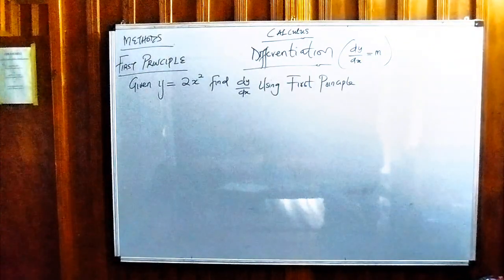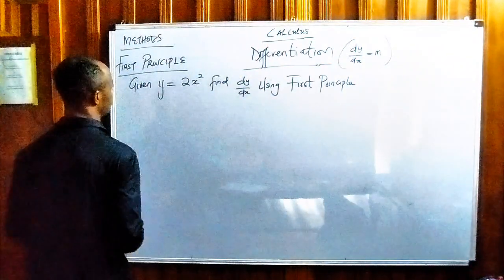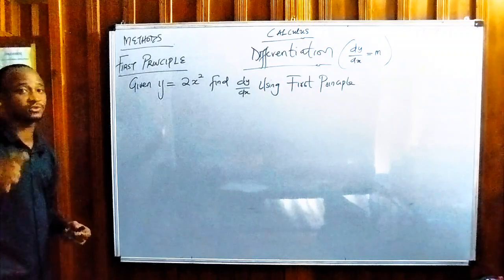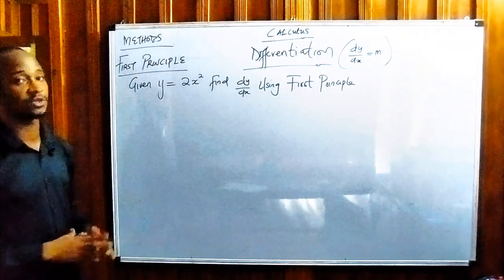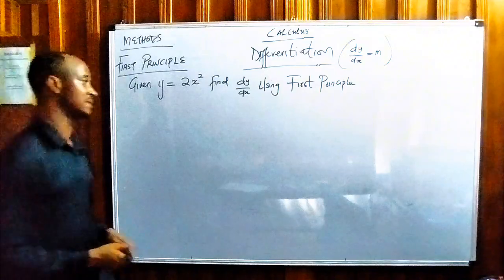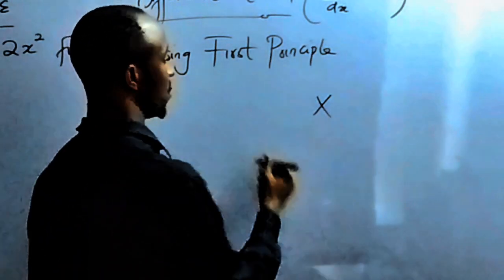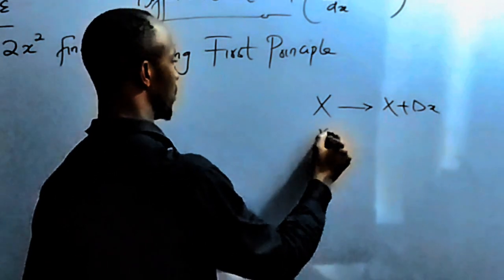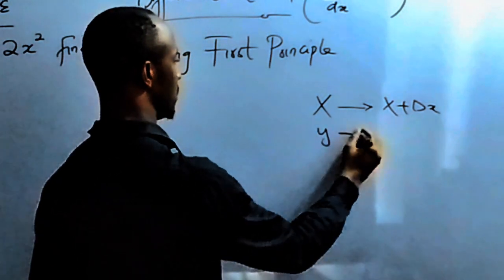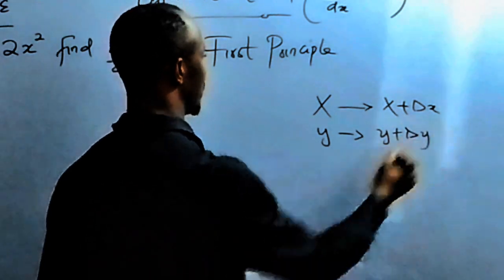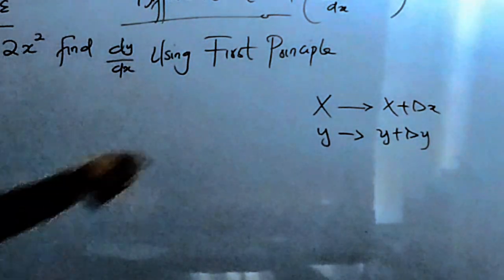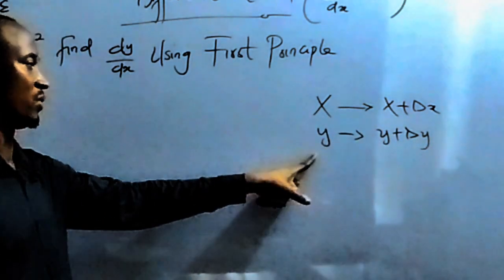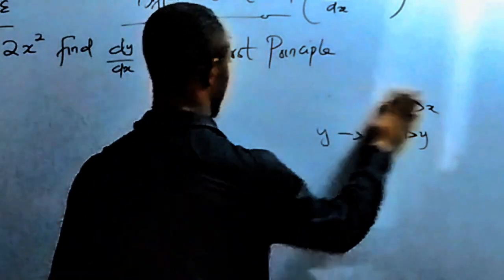Now let's see a practical example. Given that y equals 2x squared, find dy/dx using first principle. Now we have noted the two conditions that are necessary to differentiate using first principle. The first condition is that there must be an increase in x and an increase in y. Increase in x means x plus delta x, and increase in y means y plus delta y. This implies that anywhere we have x, we substitute x plus delta x, and for y, we substitute y plus delta y. Now let's start the process.